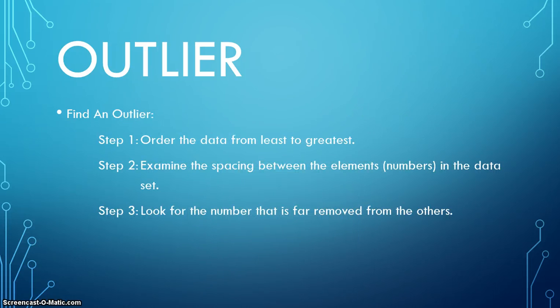Right. Now, how do we find an outlier? It's pretty simple. It's a three-step process. One, order the data from least to greatest. Two, examine the spacing between the elements in the data set, or pretty much examine the spacing between the numbers. And three, look for the number that is far removed from the others. So order the data from least to greatest, examine the space between the numbers, and look for the number that's far away from everybody else.